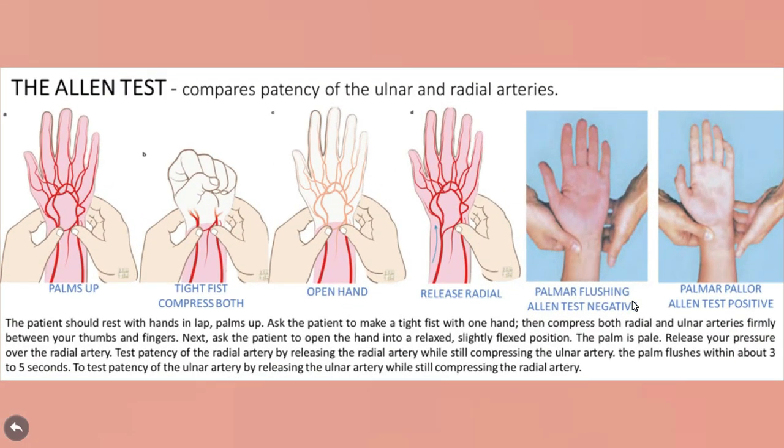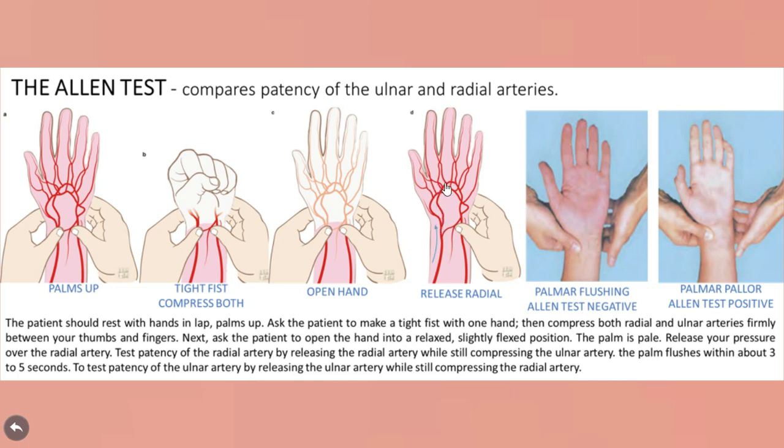So if you want to know the patency of either the ulnar or radial artery, you should perform the Allen's test. You advise the patient to do this one is for the test of the radial artery. This one is for the ulnar artery. For the radial artery, you can palms up, tight fist, and then you compress both the radial and ulnar artery. Then you open the hand, so it should appear pale, and then after that you release the radial artery.